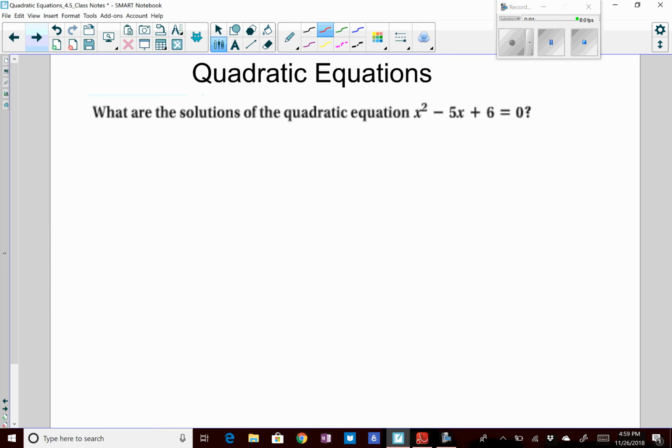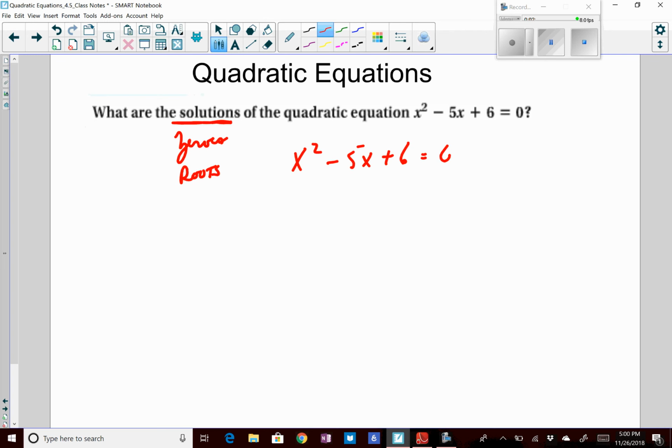So here we have one. They want the solutions, meaning the zeros, of the quadratic equation x squared minus 5x plus 6 equals 0. So remember that solutions are the same as zeros, same as roots. All of these names for solutions are interchangeable. So to solve this using the zero product property, we have to factor first.